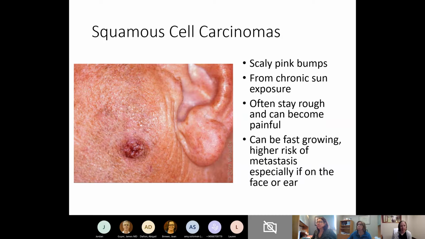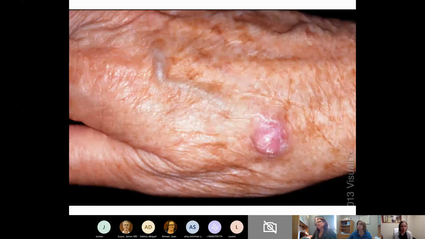They can also bleed. And the danger with these is that they can be much faster growing and they have a higher risk of metastasizing, especially if on the face or the ear. So those are the more high risk locations that we should be aware of. And again, I'm just going to show you a lot more photos. You can see here that this is a very sun damaged hand, older individual, and they've got this kind of crusty pink bump.